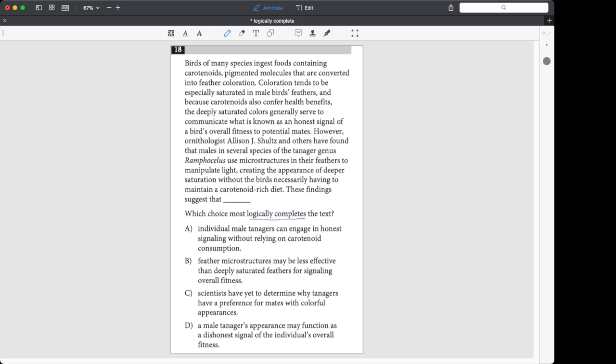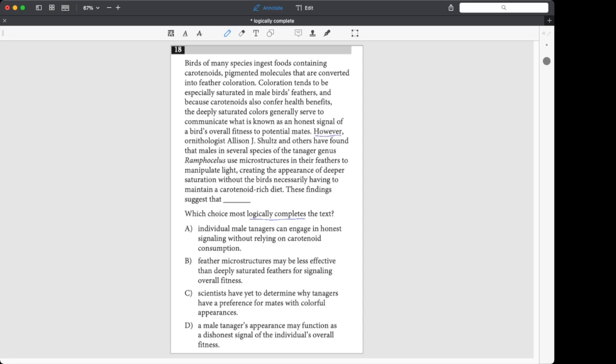Birds of many species ingest foods containing carotenoids, pigmented molecules that are converted into feather coloration. Coloration tends to be especially saturated in male birds' feathers, and because carotenoids also confer health benefits, the deeply saturated colors generally serve to communicate what is known as an honest signal of a bird's overall fitness to potential mates. However, now, we always want to perk up our ears when we see the "however," because a shift usually means we're shifting to something different or important. Ornithologist Allison Schultz and others have found that males in several species of the tanager genus, Ramphocelus, use microstructures in their feathers to manipulate light, creating the appearance of deeper saturation without the birds necessarily having to maintain a carotenoid-rich diet.